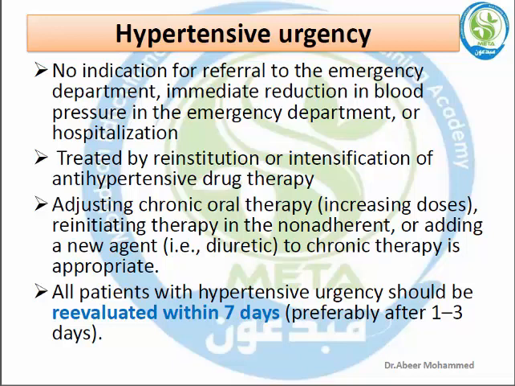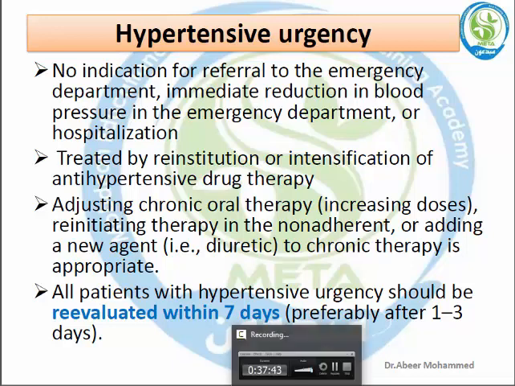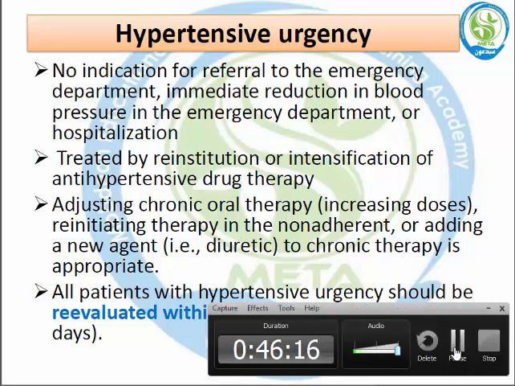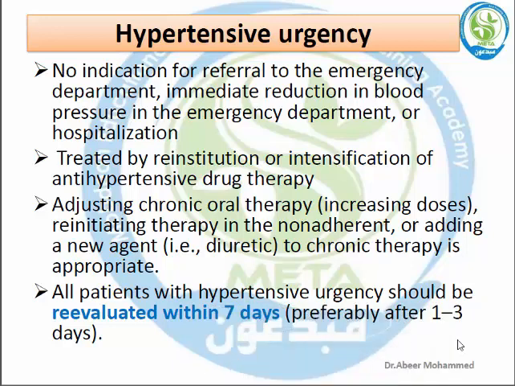Here we said that in hypertensive emergency we need to lower the blood pressure quickly, within hours, but in case of hypertensive urgency we just re-evaluate the patient within 7 days. We don't need to lower the pressure quickly because there is no organ damage. Preferably we reduce it within 1 to 3 days. This is all about hypertensive crisis.